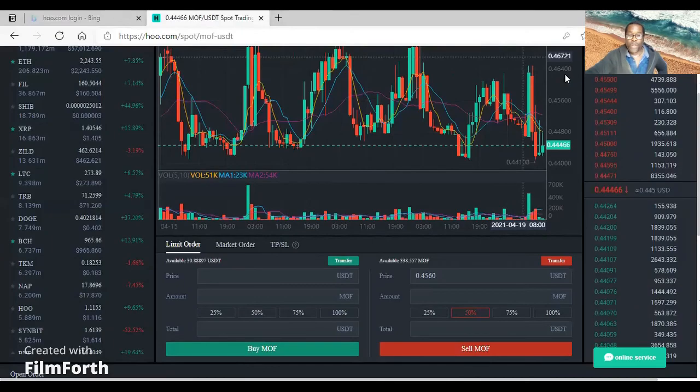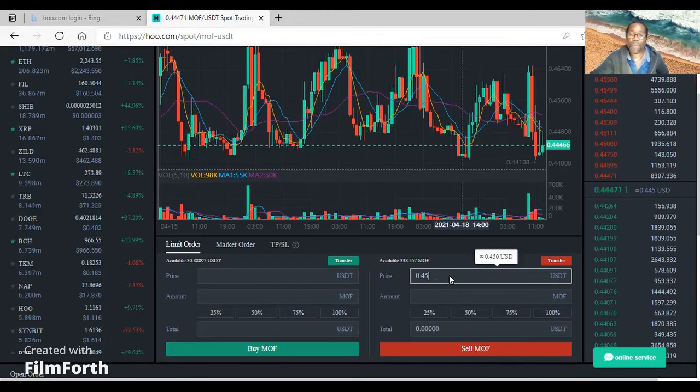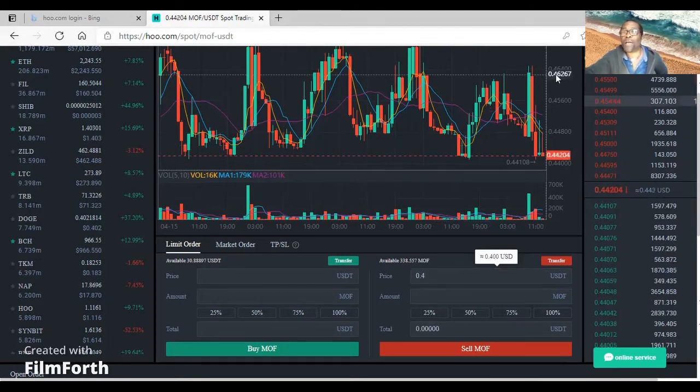So you can see now that what I have is basically half of what I've just sold. And I can now be more brave and say, let me sell at 0.464. In fact, I can even go higher than that because I know the market.